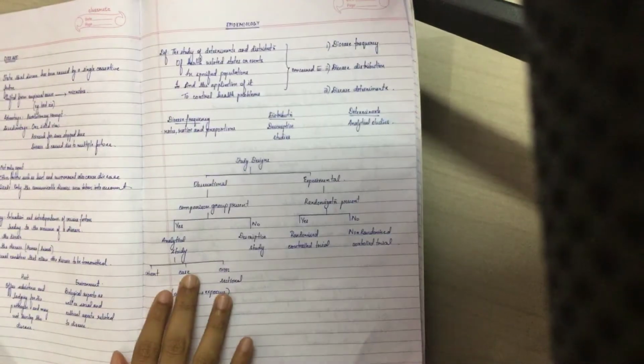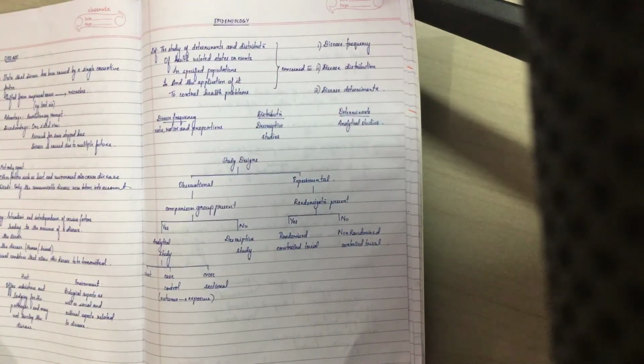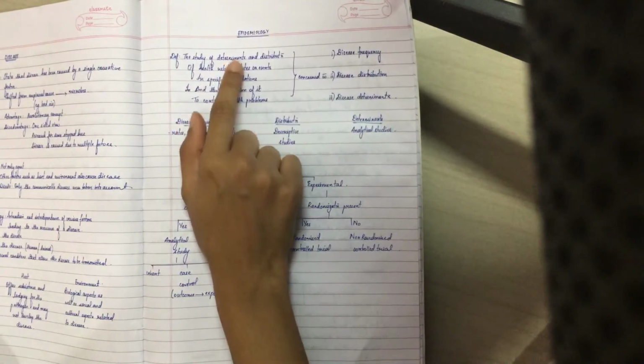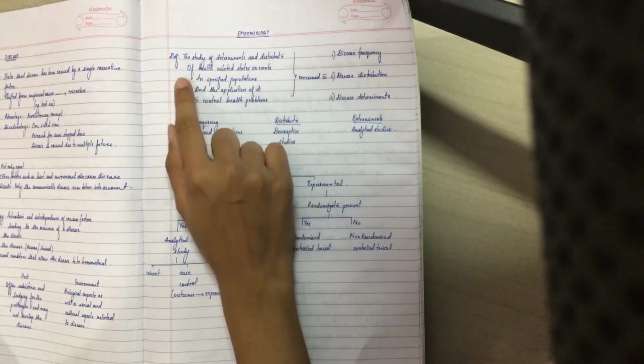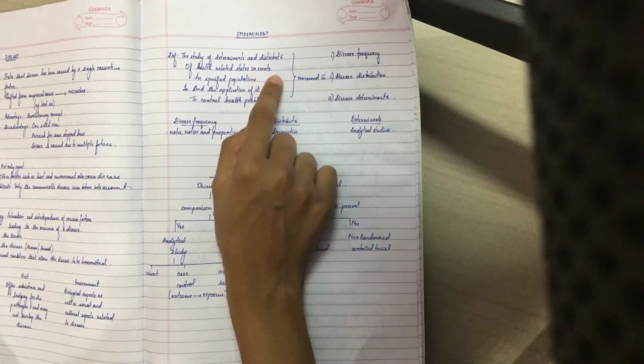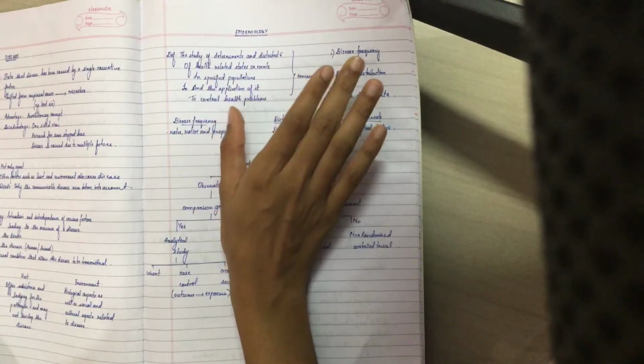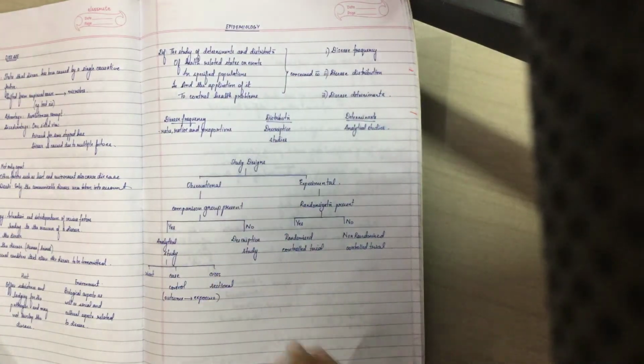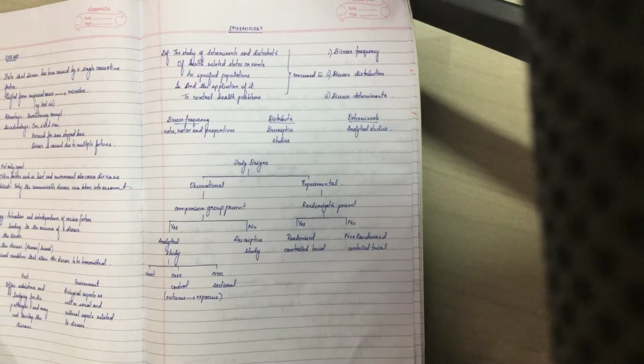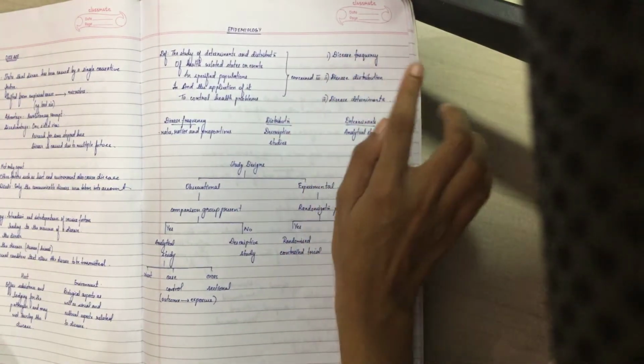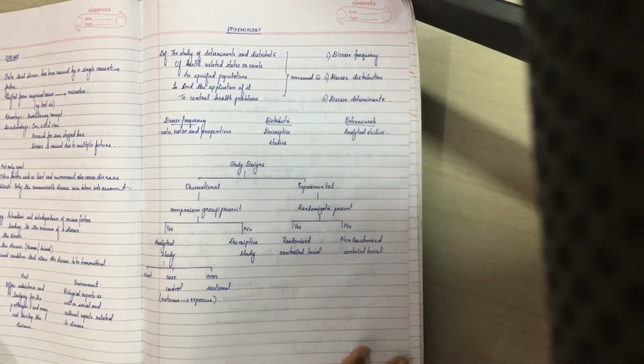So what is epidemiology? Epidemiology is the study of determinants and distribution of health-related states or events in specified populations and the application of it to control health problems. So it's concerned with disease frequency, disease distribution, and disease determinants.